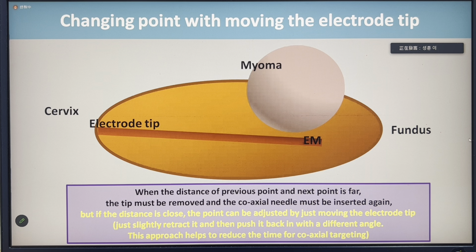When the distance between the previous point and next point is far, the tip must be removed and the coaxial needle must be inserted again. But if the distance is close, the point can be adjusted by just moving the electrode tip. Just slightly retract it and then push it back in at a different angle. This approach helps to reduce the time for coaxial targeting.